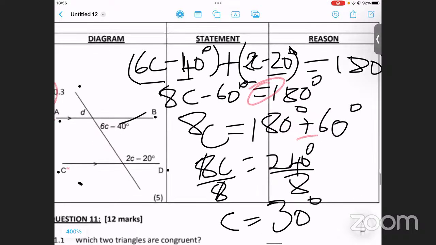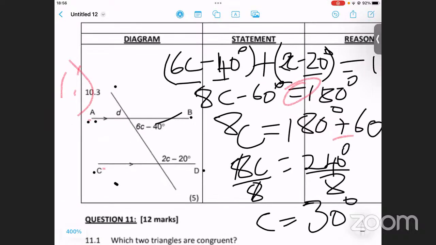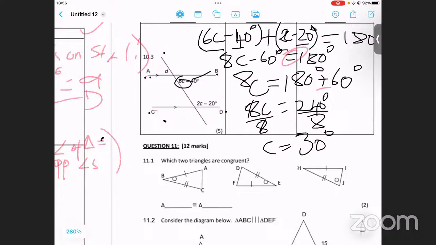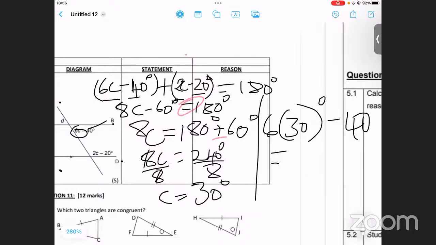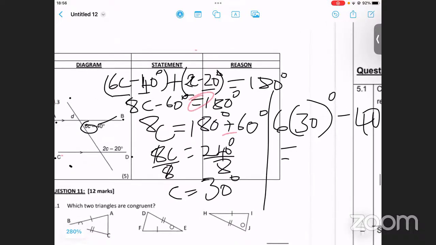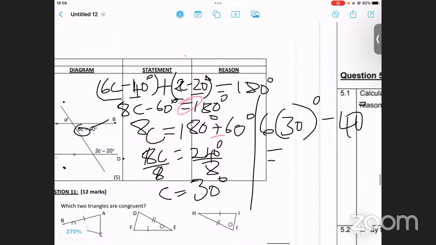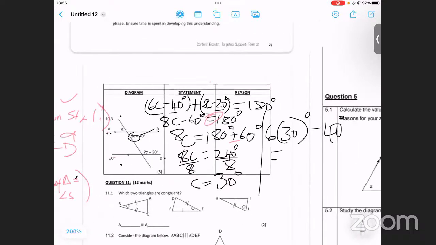So if C is equal to 30 degrees, that means here we're going to have, I'm going to write it here, 6 into 30 minus 40. And how much is it, guys? 6 into 30 minus 40. What is 6 times 30? Then minus 40.